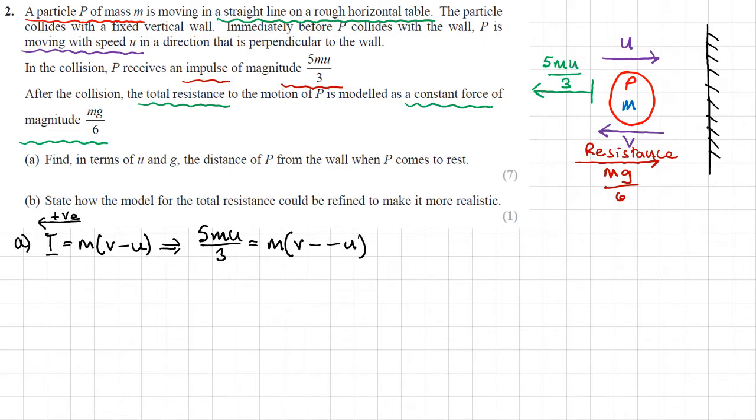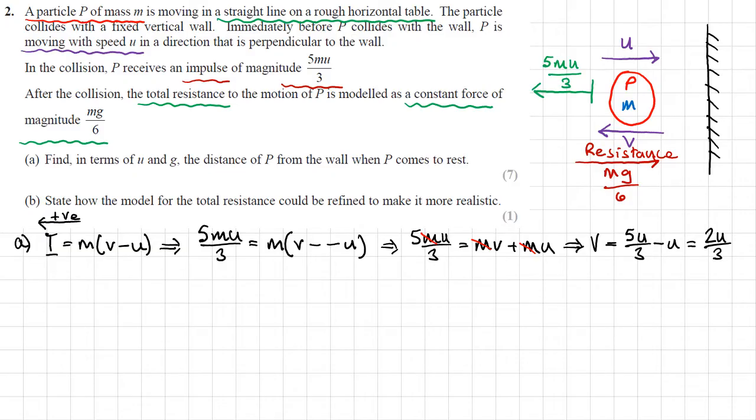Let's now simplify that. So you've got 5mu over 3 is equal to mv plus mu. We can cancel out the m's from all of the terms, and let's rearrange it to make v the subject. I will have 5u over 3 minus u, so v is equal to 2u over 3.